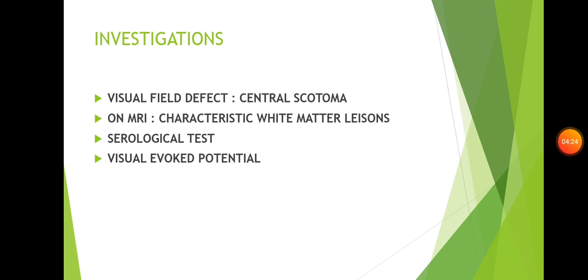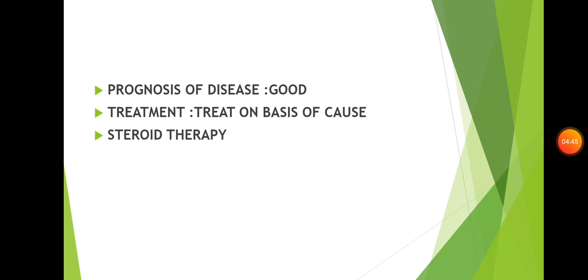Investigation. The most common visual field defect seen is central scotoma in this condition. If the cause of the optic neuritis is multiple sclerosis, then the characteristic white matter lesions are always present in MRI. Serological tests are positive. Visual evoked potential is abnormal.